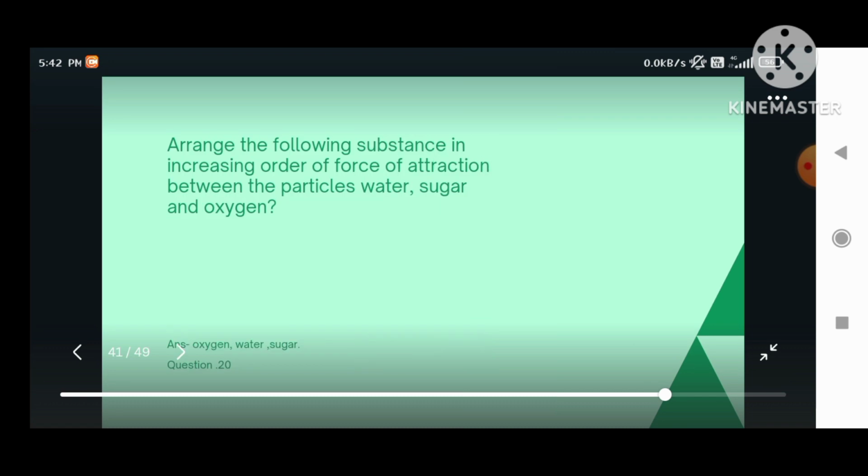Arrange the following substances in increasing order of force of attraction between the particles: water, sugar and oxygen. So the answer for that is oxygen, water and sugar.